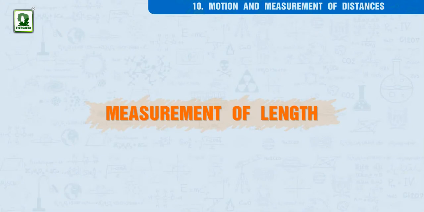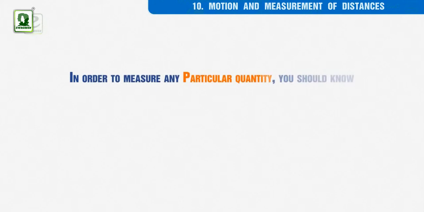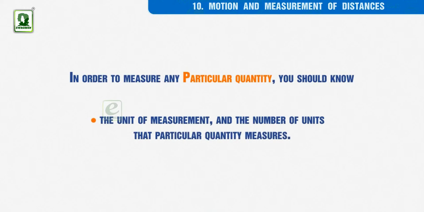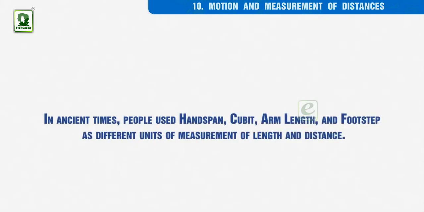Measurement of length. In order to measure any particular quantity, you should know the unit of measurement and the number of units that particular quantity measures. In ancient times, people used handspan, cubit, arm length, and footstep as different units of measurement of length and distance.